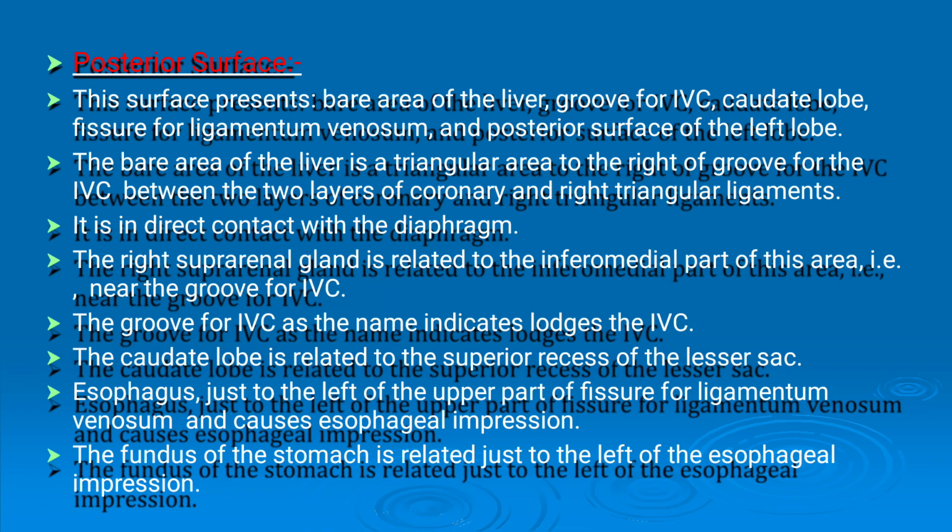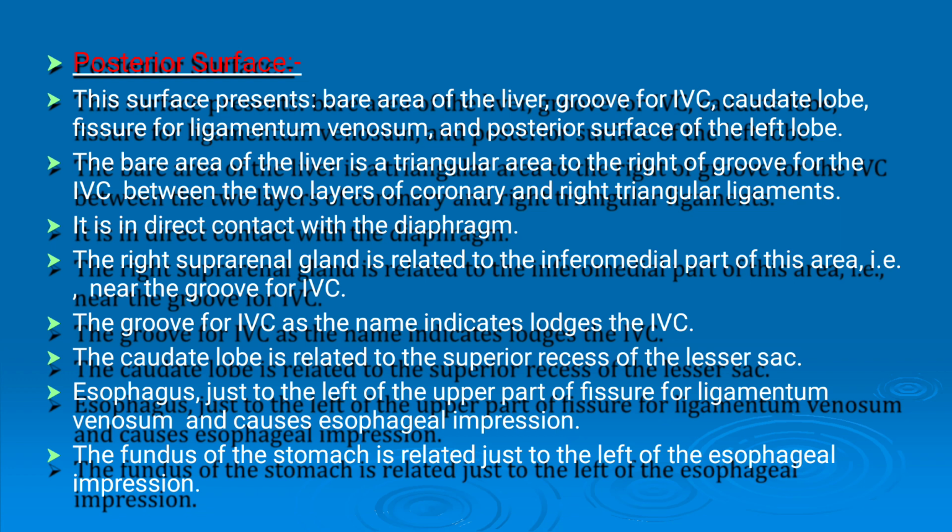Now we want to discuss the posterior surface. This surface presents the bare area of the liver, groove for the IVC, caudate lobe, fissure of the ligamentum venosum, and posterior surface of the left lobe. The bare area of the liver is a triangular area to the right of the groove for the inferior vena cava, between the two layers of the coronary and right triangular ligament. It is in tight contact with the diaphragm.